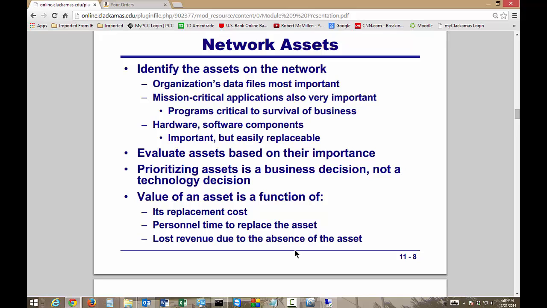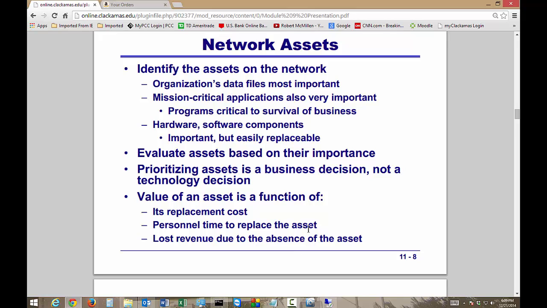Evaluate assets based on their importance. Prioritizing assets is a business decision, not a tech decision. So you take all that information to the C-level people in a company or management and let them decide what's important, of course, after you educate them on your opinions.